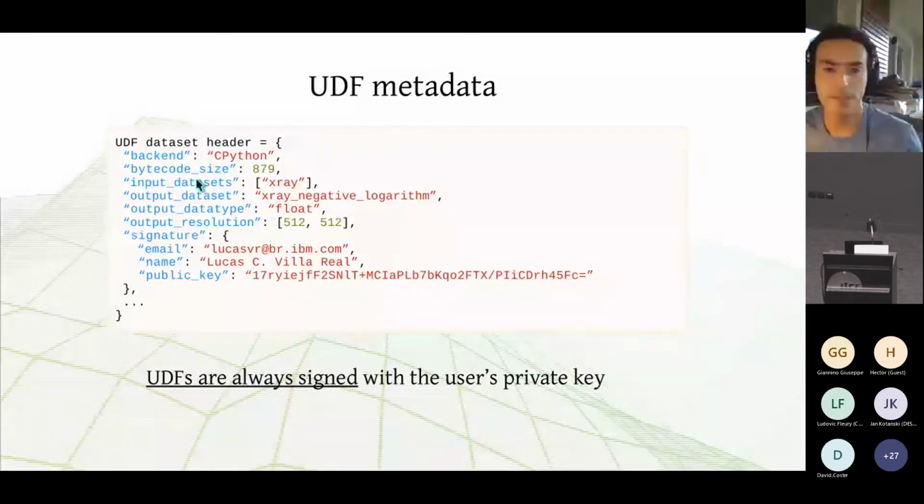You have a JSON-like object. You have a description of which backend needs to be loaded at execution time. You have any dependencies that your dataset has. In this case, we have an X-ray input dependency. Here is the output that we are creating. We're just computing the negative logarithm of this given input dataset. So that's the name we're giving to that dataset, and so on. So we have the output resolution, the data type. Everything is encoded on this metadata block.